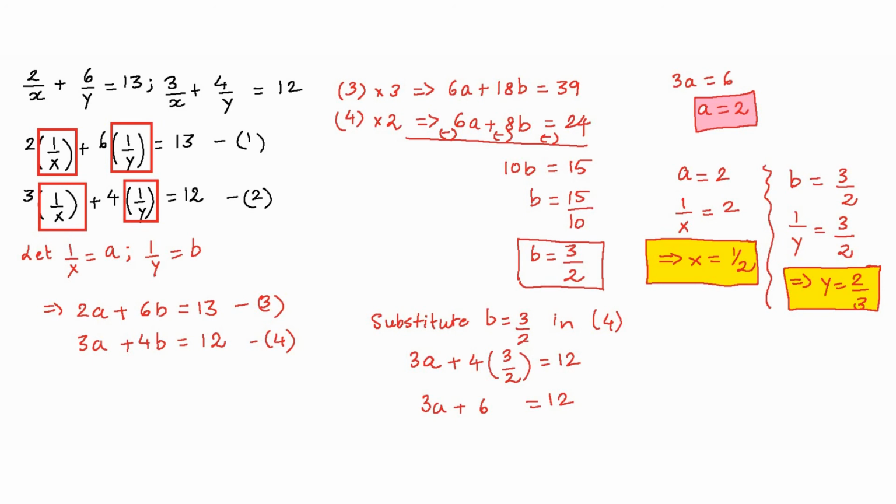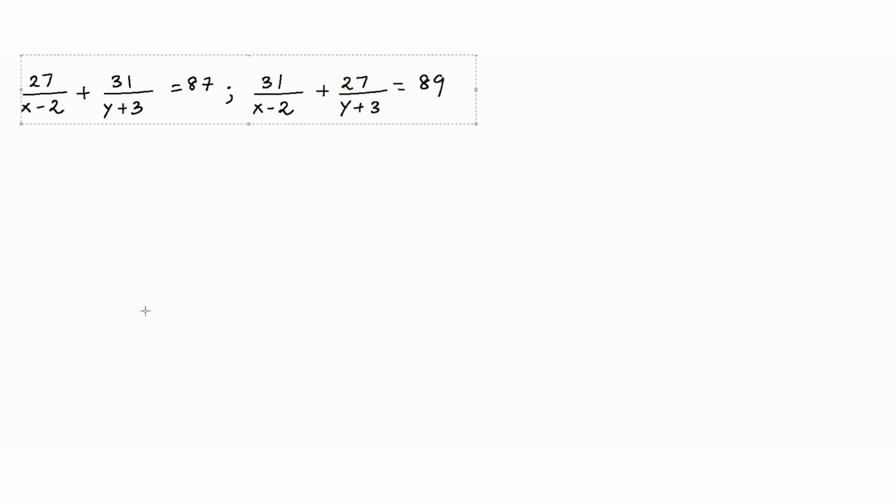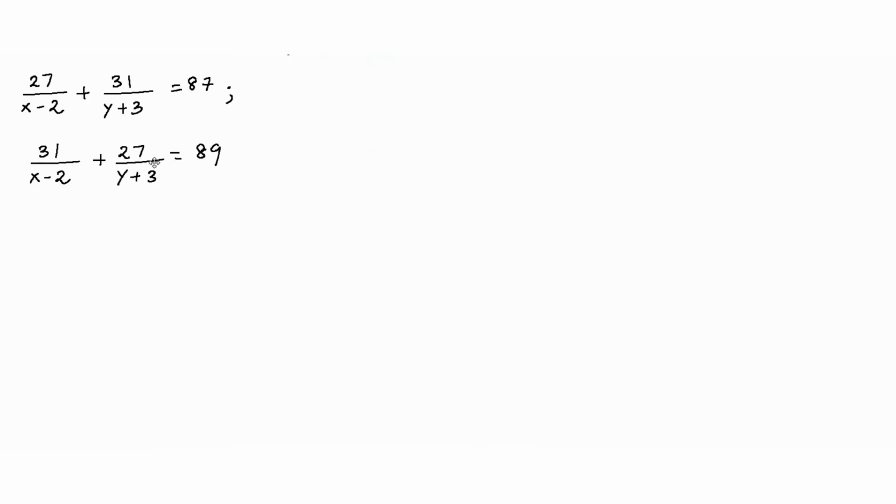Okay, let us now take the next equation. Let us take a close look at the given set of equations. I noticed that earlier I used to have 1 by x and 1 by y, but now I have something different. I see x minus 2 in the denominator and I see y plus 3 in the denominator. But the good part is I see x minus 2 present in both the denominators, and I see y plus 3 also present in both the denominators.